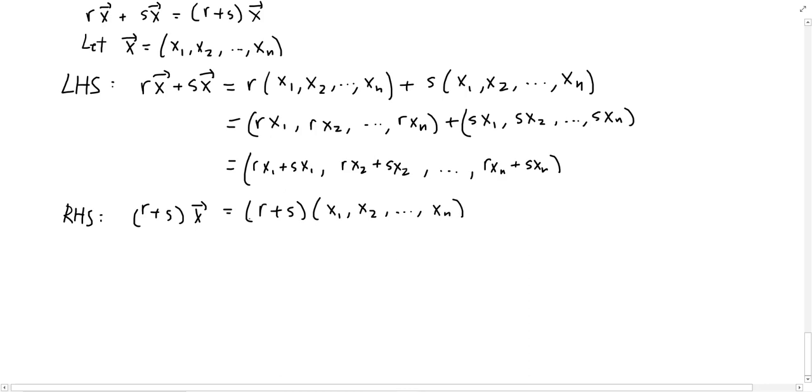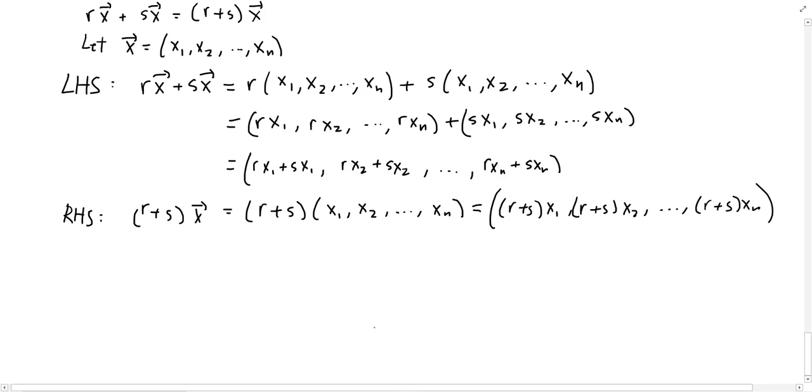So that's just a scalar multiplied by a vector. And yes, this scalar is a little weird because it looks like R plus S, the sum of two numbers. Okay, but it's still just one single scalar when you add two numbers together. So I'm going to distribute it into my vector. So it'll become R plus S x1, R plus S x2, dot dot dot to R plus S xn.